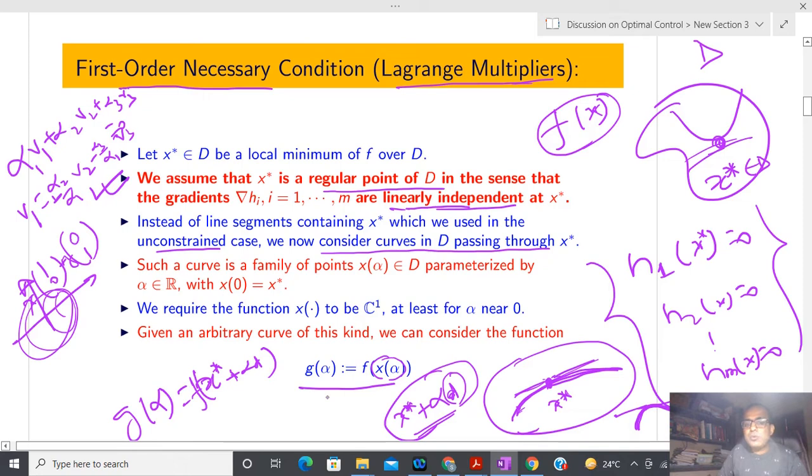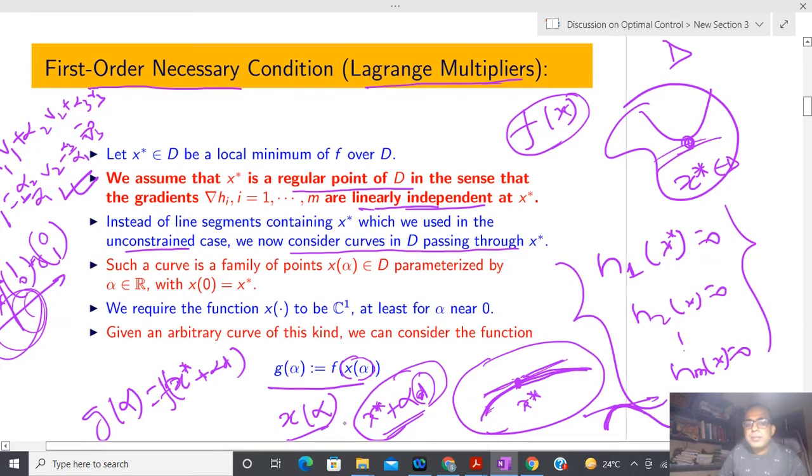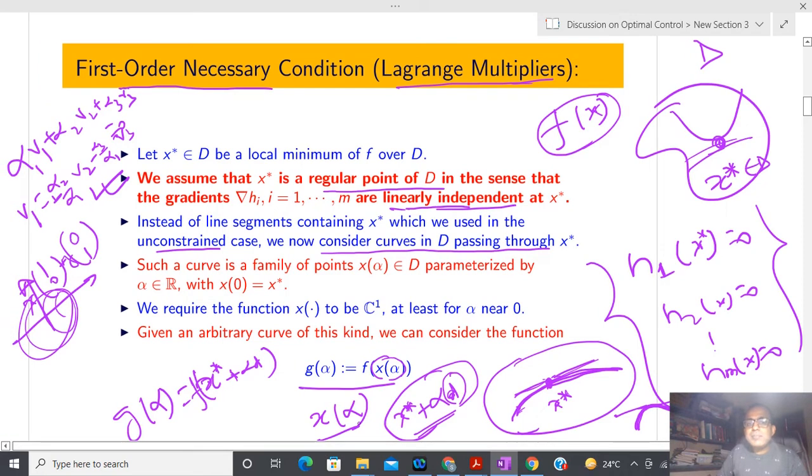So whenever I take some kind of arbitrary curve, I am going to make sure that this arbitrary curve is x(alpha), but at the same time that x(0) is nothing but x star, and g(0) equals that minimum point. That is the kind of thing I am going to ensure. The same thing I have written here: such a curve is a family of points x(alpha) in D.